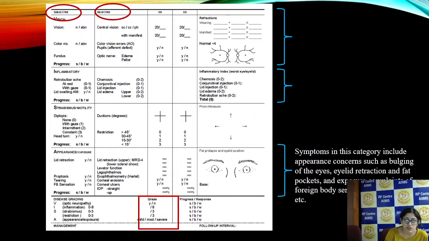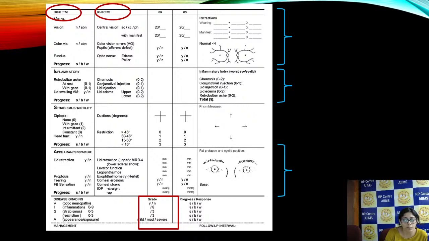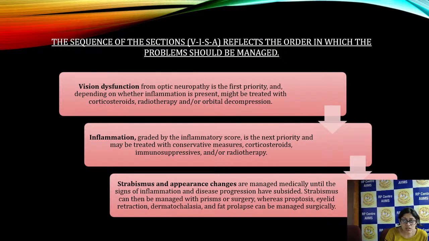In appearance, there are symptoms like bulging of eyes, eyelid retraction, fat pockets, exposure complaints, etc. And in strabismus and motility, it is graded from 0 to 3 depending on how much is the restriction and how much is the diplopia. This sequence of sections is important because VISA reflects the order in which the problems should be managed.